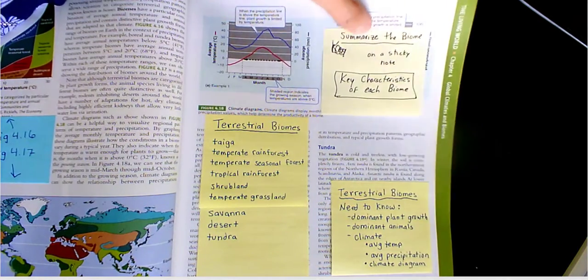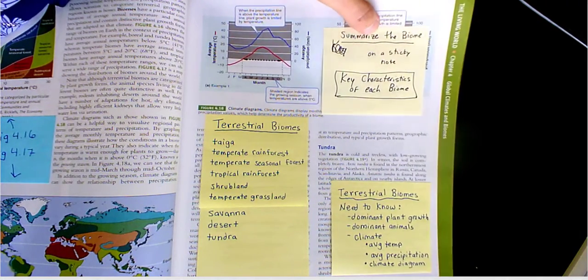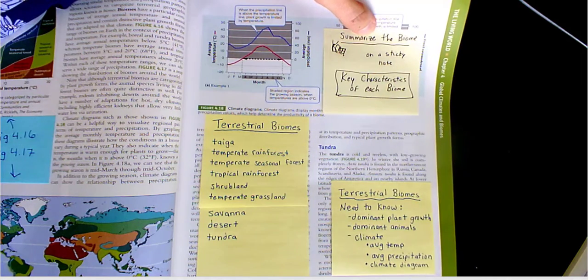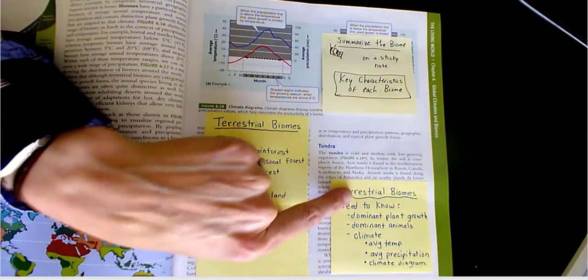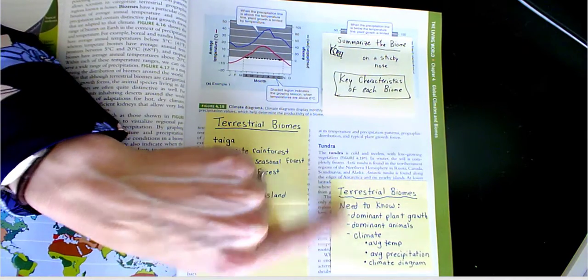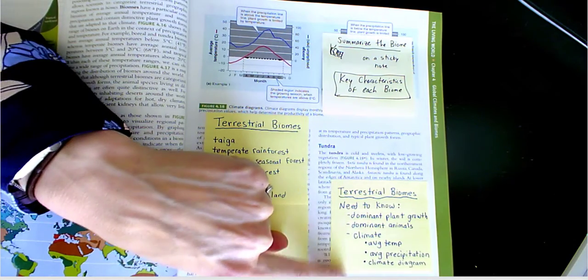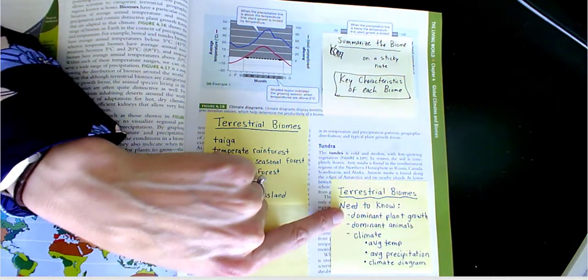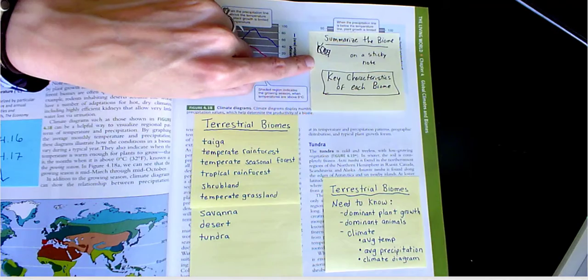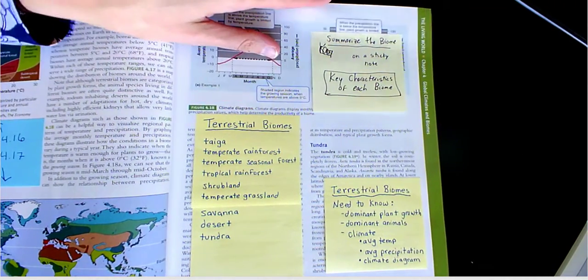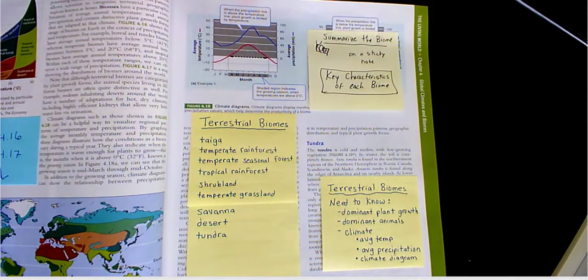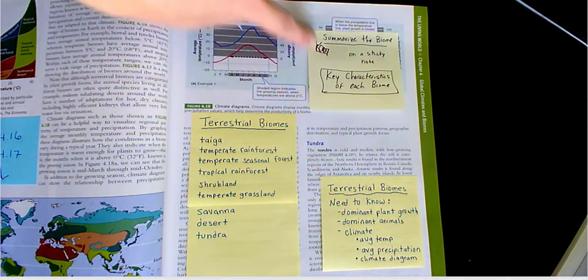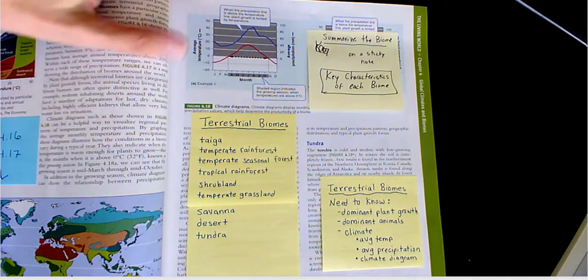What I do want you to do is to take a sticky note and summarize each biome. Give key characteristics of each biome, but you don't have to list all of these because we'll be doing something like that in class where it'll be almost like a chart anyway, okay? So I just want you to summarize the biome, give the key characteristics of each one. Here it starts with the tundra, and you can see this is what a climate diagram looks like, where it shows temperature and precipitation at the same time.